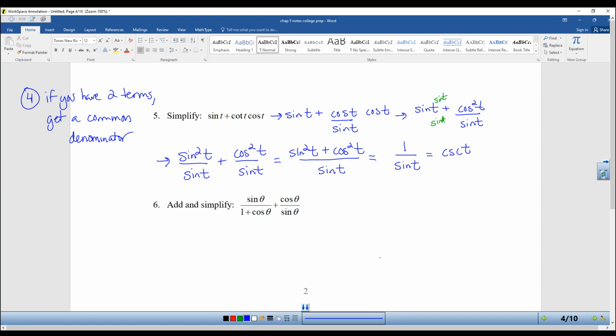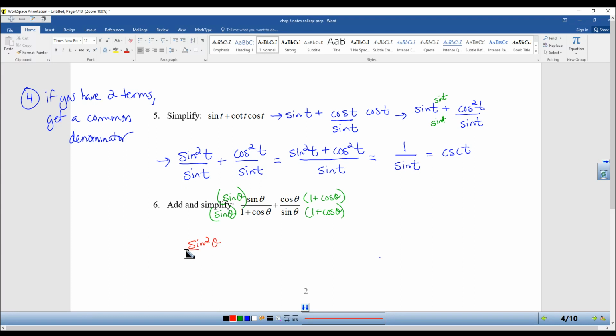Okay, we're going to practice that strategy, getting a common denominator, on this one, which is significantly harder. I'm going to multiply this one on the top and the bottom by 1 plus cosine of theta. And I'm going to multiply this one on the top and the bottom by sine of theta. Don't be lazy. Sometimes people only show it in the middle like that. I will not give you credit for that. You must show it on the top and the bottom.